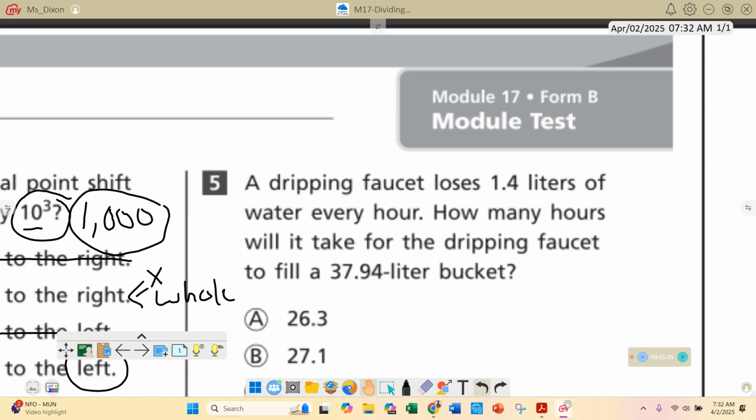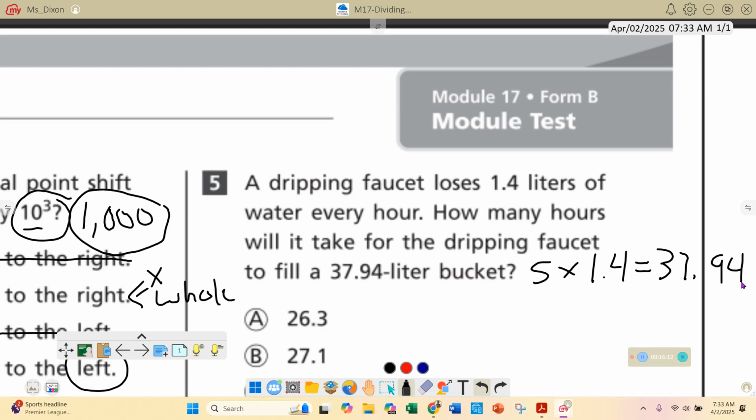All right, in this problem, we are trying to get to a total of 37 94/100 liters. We are getting there by repeatedly dripping 1 4/10 liters of water. So if we write this problem like it's a multiplication problem, because we are trying to do repeated addition, we would have to say something times 1 4/10 equals 37 94/100.